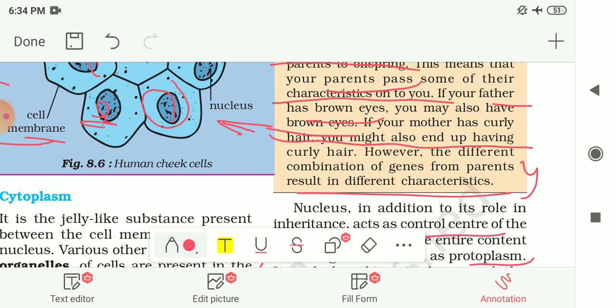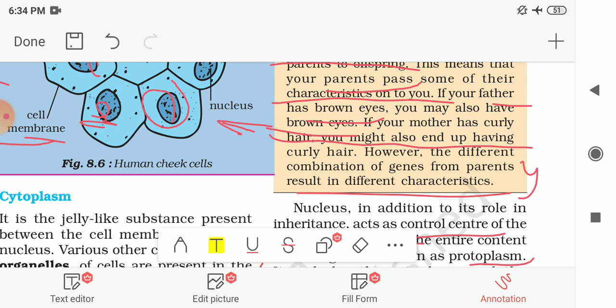However, it is not true all the time. The different combinations of genes from the parents result in different characteristics. It is also possible that some of your characteristics are different from your parents'. That is because of the different combination of the genes.